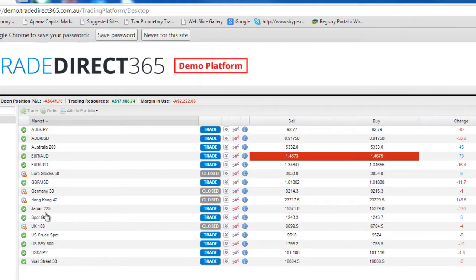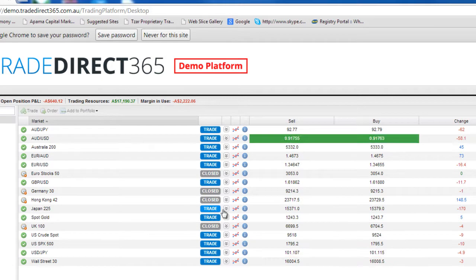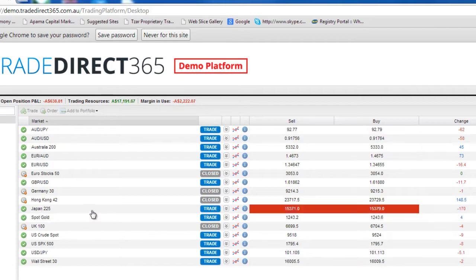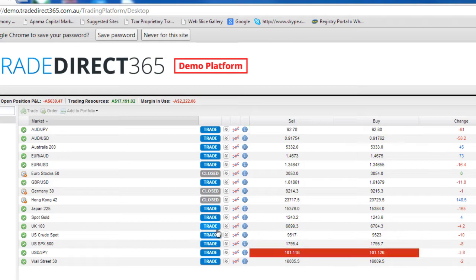The Japanese 225 here is trading at this point. That's the Japanese market there, the futures. We've got the cash market of the Hong Kong futures market as well. And then if we look down, UK 100, that's outside of trading hours, so we do have a slightly wider spread until that market opens.